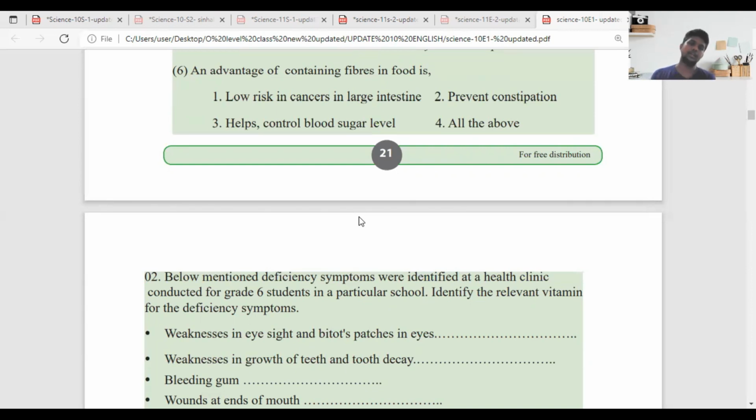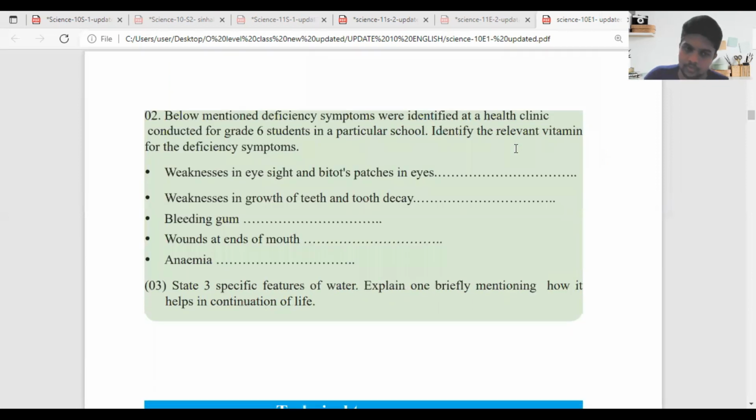Your answer is also correct. Helps control blood sugar levels, correct. But the final and correct answer is all of the above, because from the fiber we can minimize the cancers, we can prevent constipation, and it helps to maintain the correct blood glucose level. Good. Answer is number 4. Okay, let's go through question number 3.